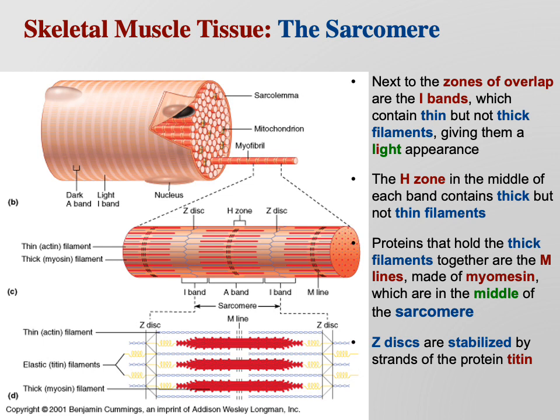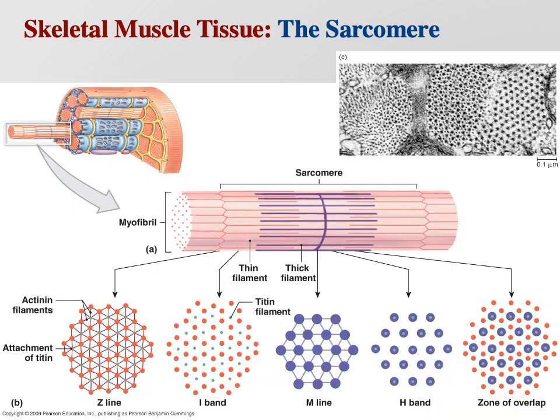Z discs are stabilized by a protein called titin. I don't think that's a huge thing, but it might show up, so you should probably know that. Z discs are stabilized by titin. M lines are made of myomesin.